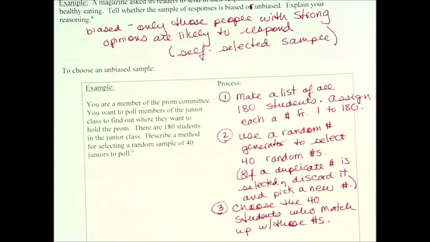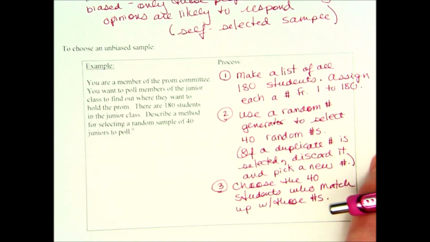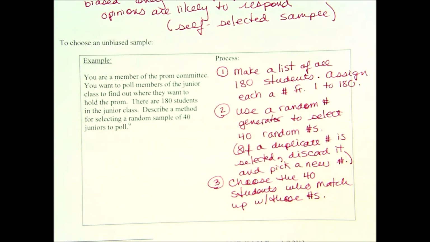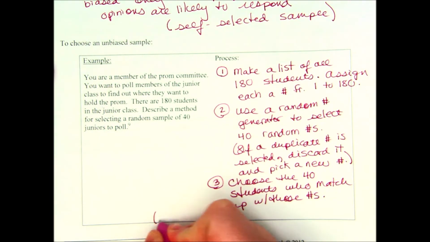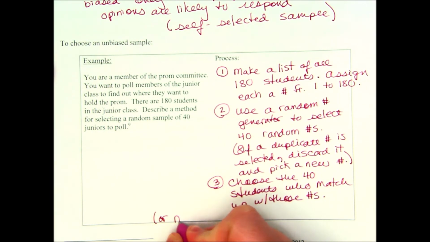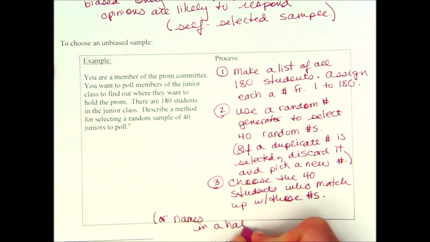That's all. Using a random number generator is a good way to create a truly unbiased sample, a truly simple random sample. The other way you can do that is names in a hat, like the example from Mrs. Sanker.